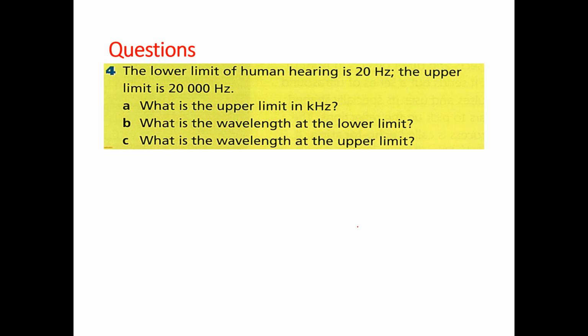Question number 4. The lower limit of human hearing is 20 hertz. The upper limit is 20,000 hertz. What is the upper limit in kilohertz? Here we have kilo and here it's hertz. We just need to convert from hertz into kilohertz. So we will convert from small to big. So what we will do, from small to big, we divide by how much? By 1000.